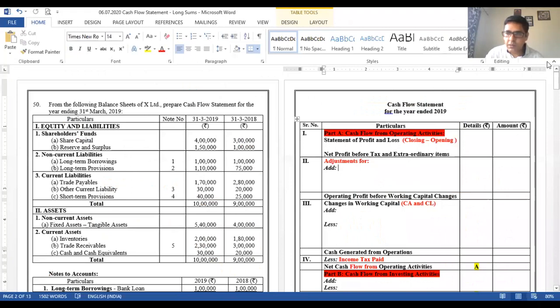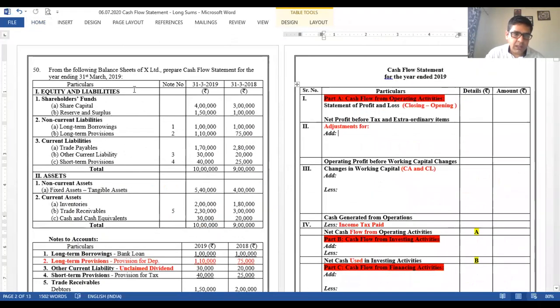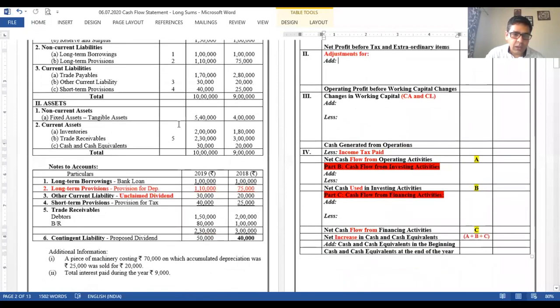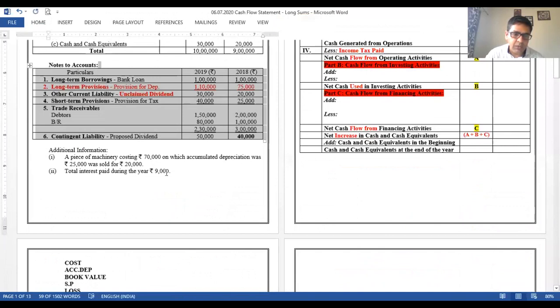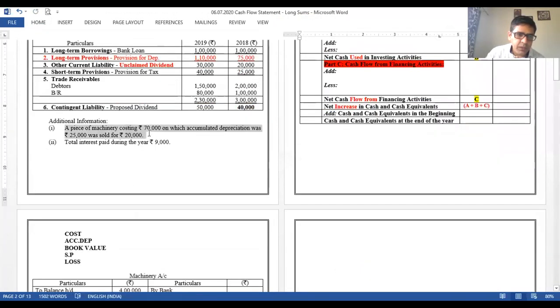The sum is in front of us. From the following balance sheets of X Limited, prepare cash flow statement for the year ending 31st of March 2019. The balance sheet is given, notes to accounts has been given to us, and then it is about the additional information, right? A piece of machinery costing rupees 70,000, on which accumulated depreciation was 25,000, was sold for 20,000.